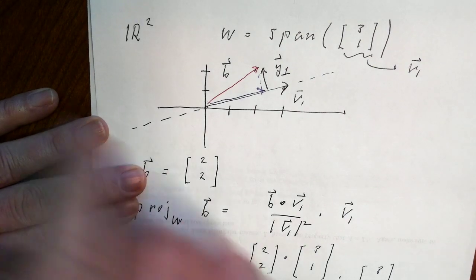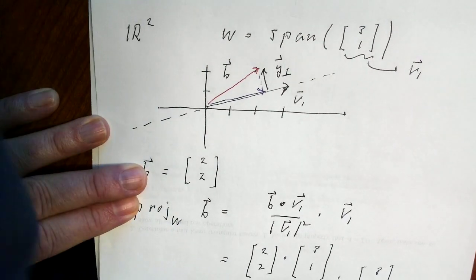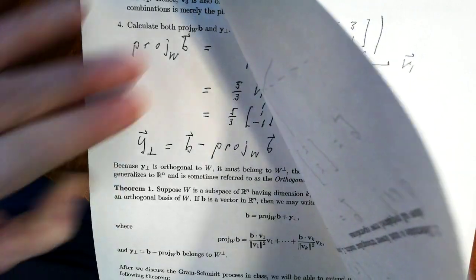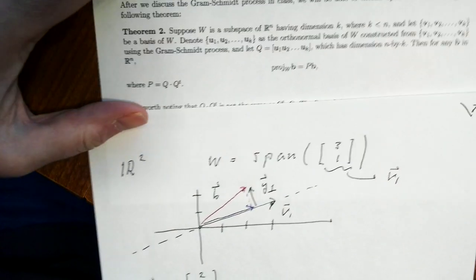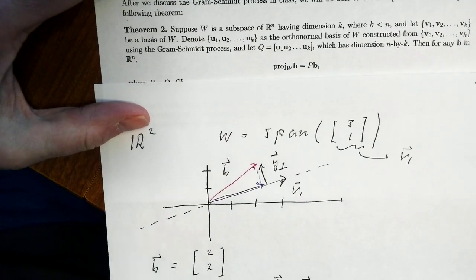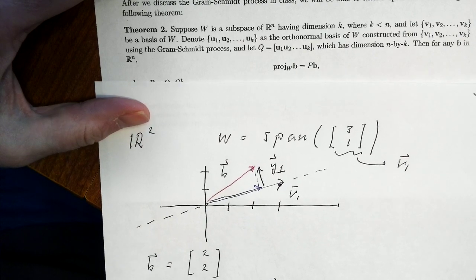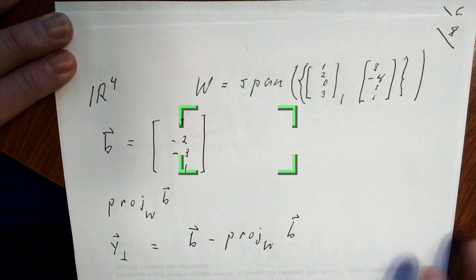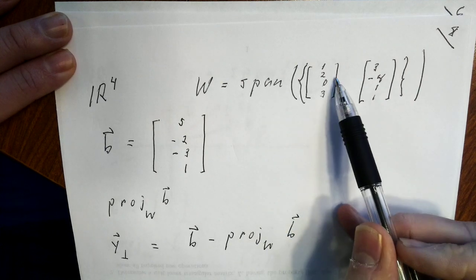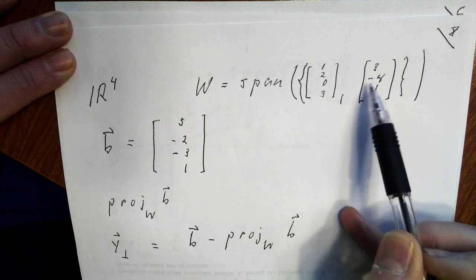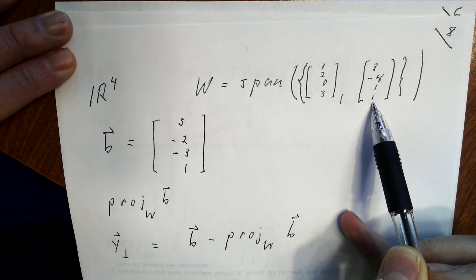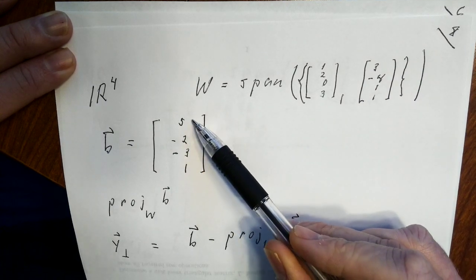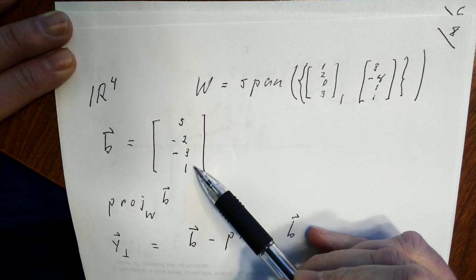So we're going to see in the next class period another way of determining this orthogonal projection using what's known as a projection matrix. That's coming up. But what I would like for you to do in preparation for class is to look at the following situation in R4. W is going to be the span of the vectors 1, 2, 0, 3 and 3, negative 4, 1, 1. B is going to be the vector 5, negative 2, negative 3, 1.